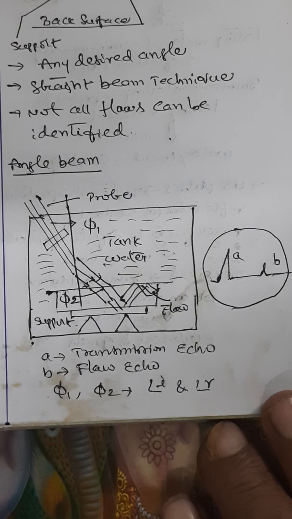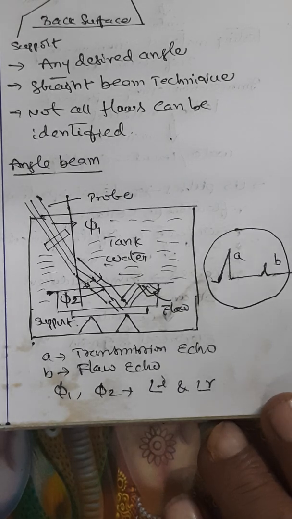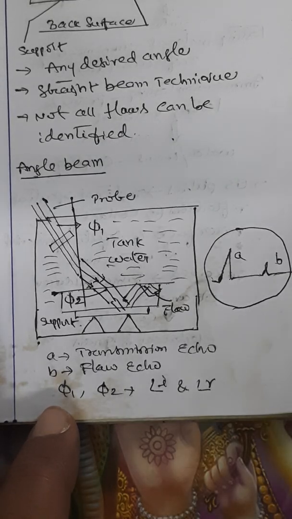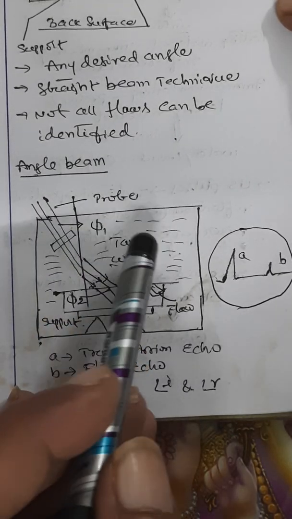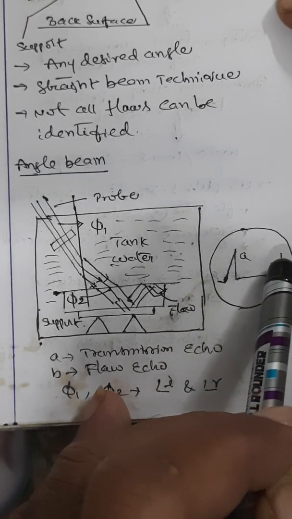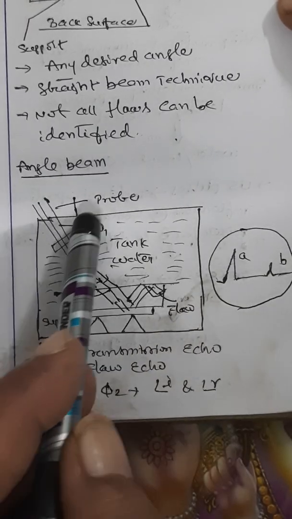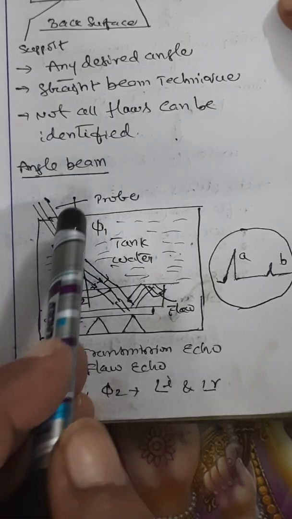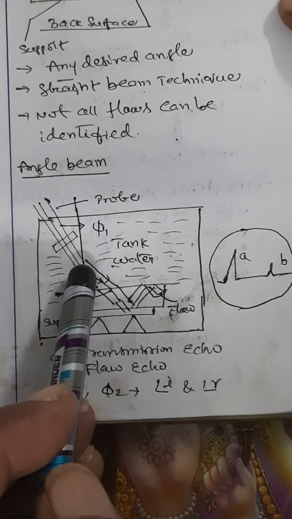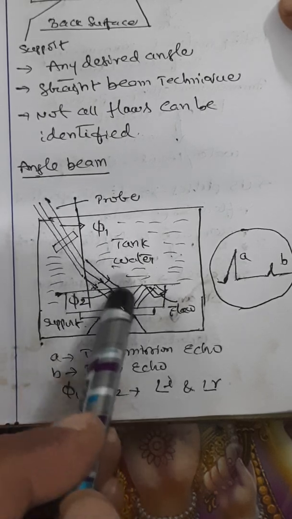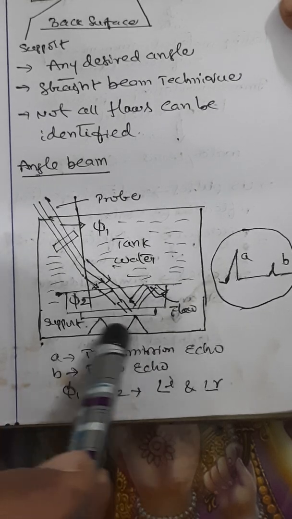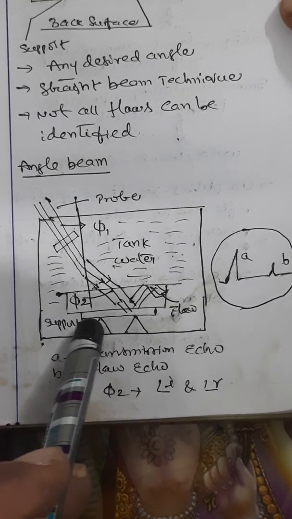Now here, if you carefully observe, we are using two transducers in angle beam. There is a transmitted echo and a flaw echo. Here two angles are there, phi 1 and phi 2. This is a probe, and we are ensuring that the beam is incident at a different angle. This is the refracted angle, and the flaw can be identified here in the specimen area. This is the back support for the back wall of the test specimen.